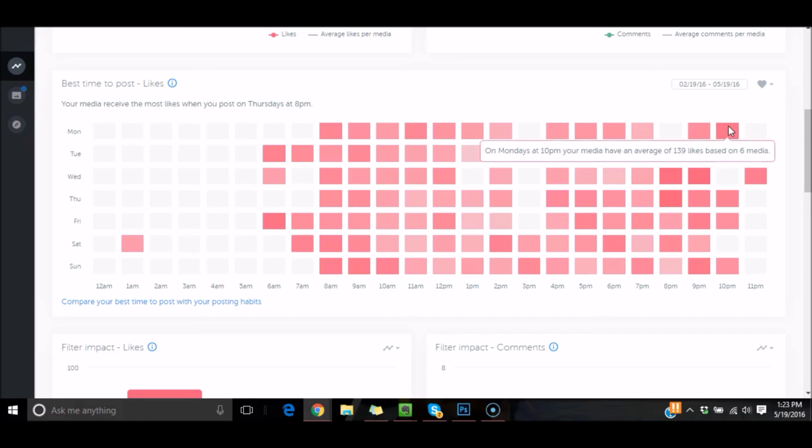Now, I post 5 to 6 times per day on this page. Because of that, I would be able to get even more numbers to look at because I'm posting more. Remember, they cannot analyze your numbers if you're not posting. And if you're not posting consistently, then this is not going to help you.